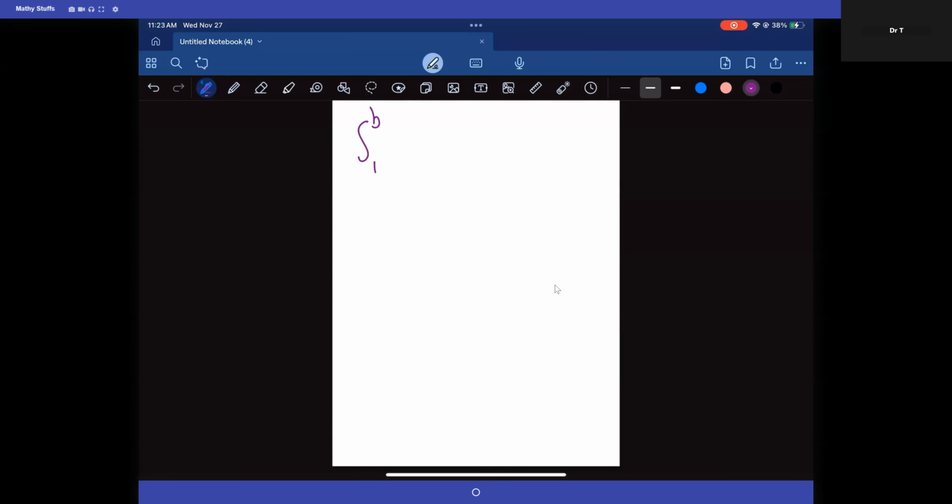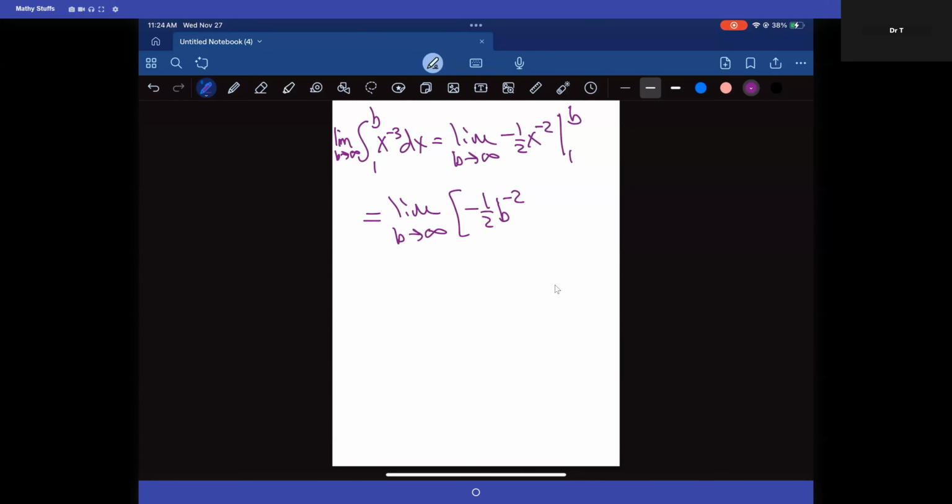But let's look at this. So we had the integral from 1 to b, limit as b goes to infinity, of x to the negative third dx. Then I do the antiderivative, and that's negative 1/2 x to the negative second from 1 to b. That is the limit as b goes to infinity of negative 1/2 b to the negative second minus, so it becomes a plus 1/2, 1 to the negative second. And we know that 1 to any power is 1, so this is just a half.